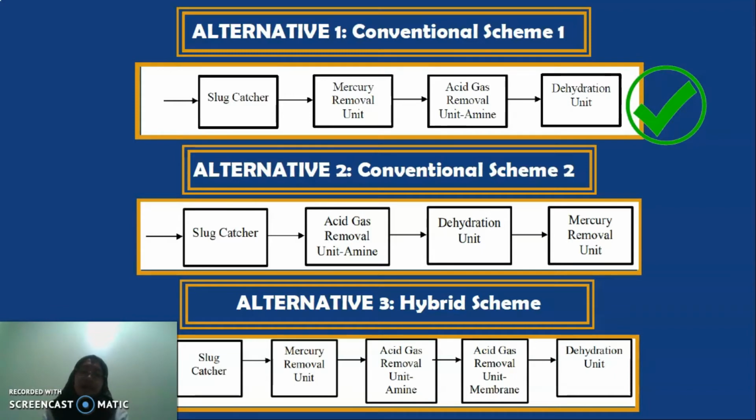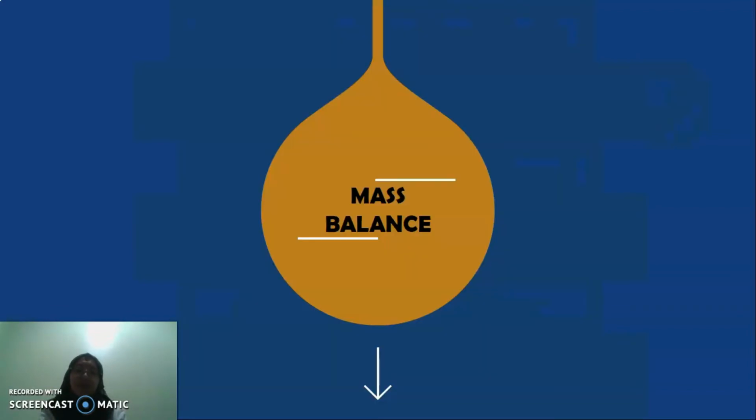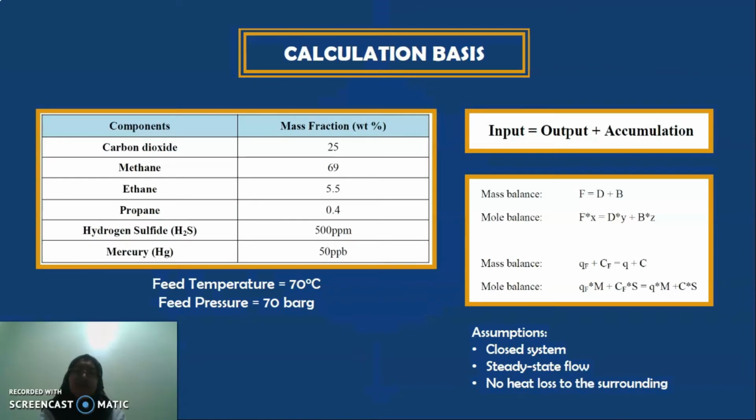Basically, and then I will proceed with mass balance. This is the composition of the feed gas, and basically for the mass balance, mass in needs to be equal to mass out. And we use this formula and several assumptions for the manual mass balance.